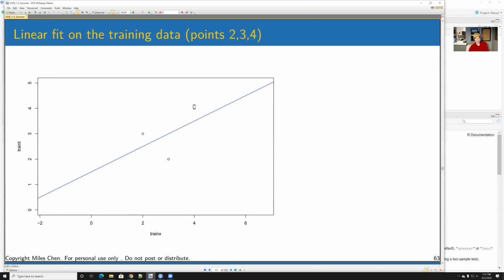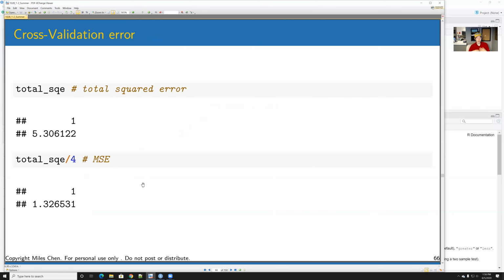This is the line that fits these 3 data points. How well did it predict the one we left out? That squared error is 1. And we add up all of the values. We had 1, 1.6, 1.6, and 1. When we add all of those up, we get 5.306. So that's the total squared error. Then if I take the mean of those, we had 4 of them, and we divide, we get a mean squared error of 1.3265.